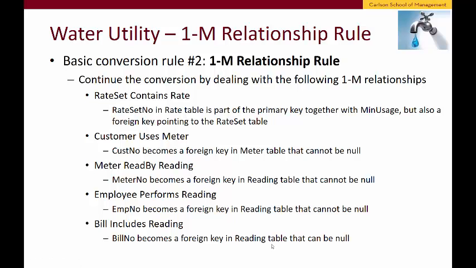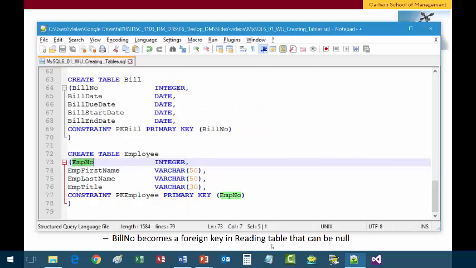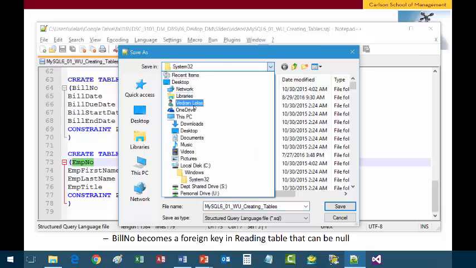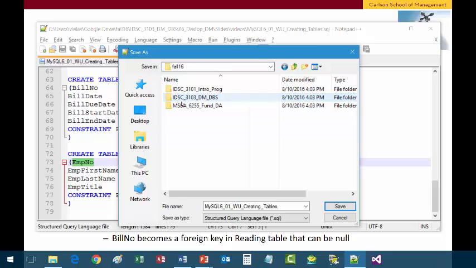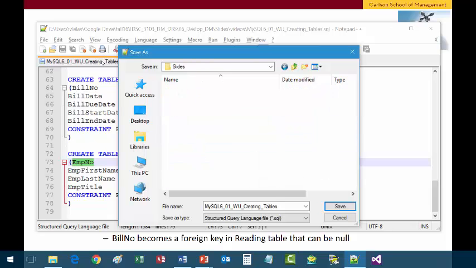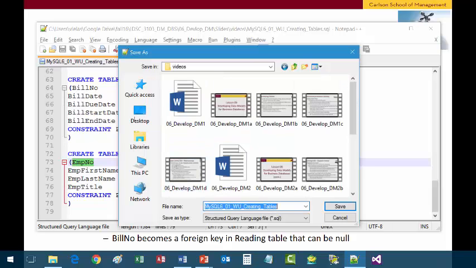So let's switch to our script and save it as. It pops up in an unfortunate folder. We've got our class folder 06 underscore develop DM and lectures, in my case slides and videos, and I'm going to add number 2 and then adding relationships.